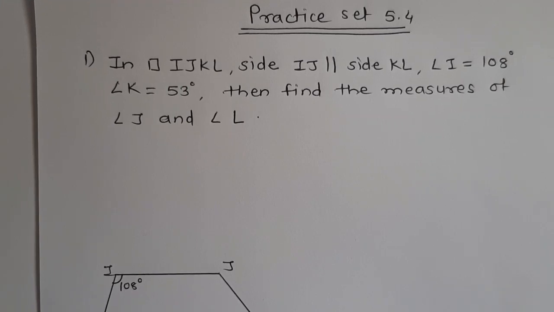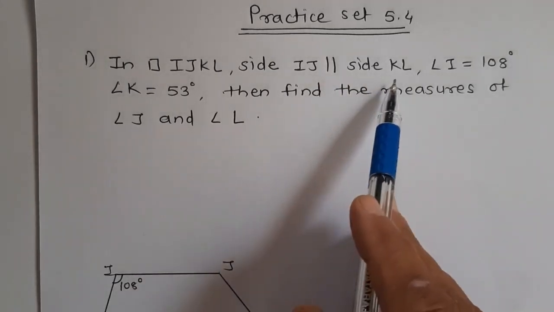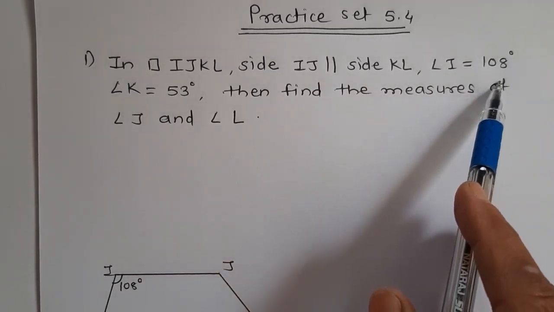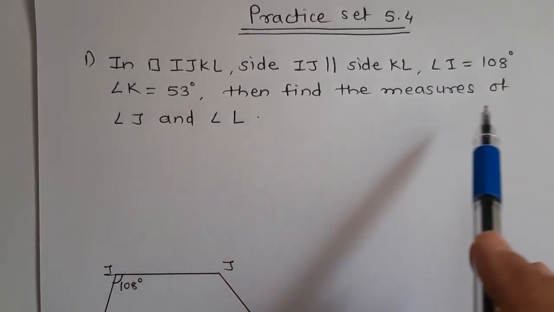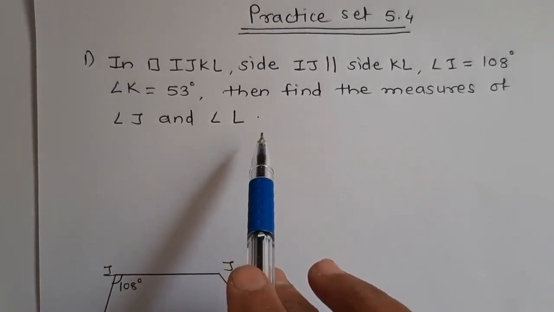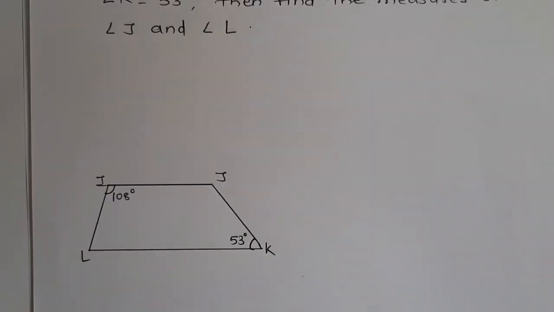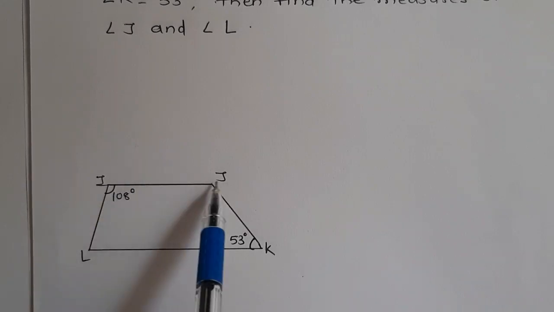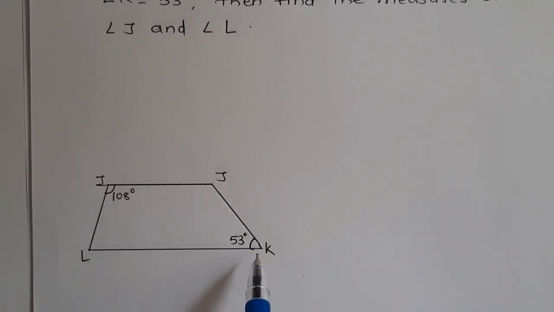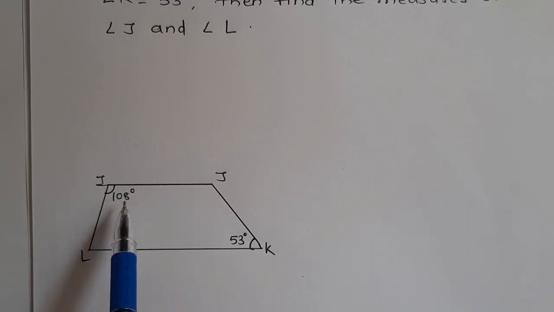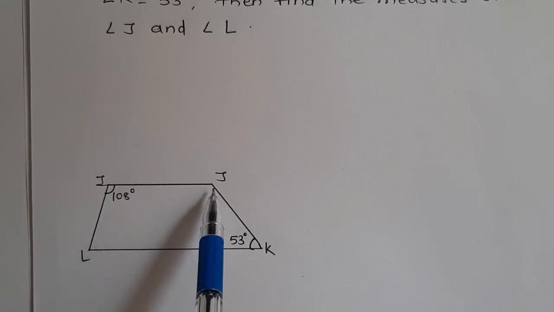Now we will discuss practice set 5.4. See the first example. In quadrilateral IJKL, side IJ is parallel to side KL, angle I is 108 degrees, angle K is 53 degrees. Then find the measure of angle J and angle L. Here it is mentioned that IJ is parallel to KL. Angle I is given as 108 and angle K is given as 53 degrees. We have to find the measure of angle L and angle J.